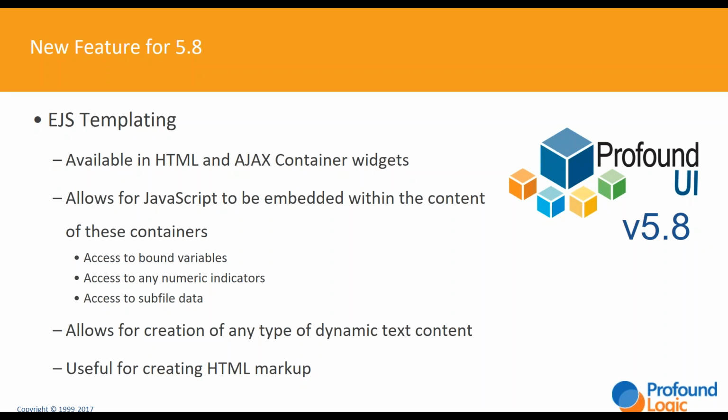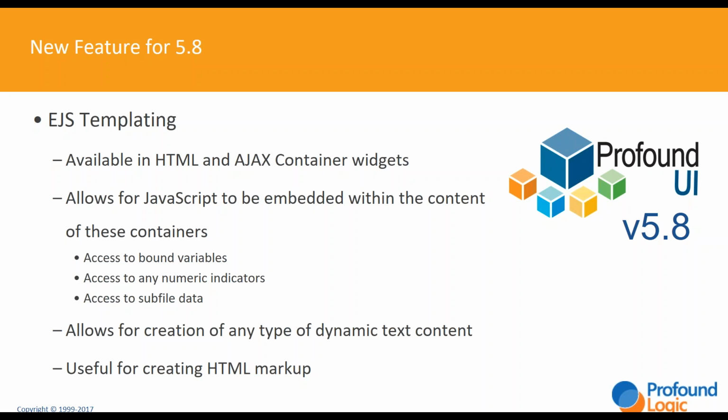And this new feature in 5.8 that we're going to be using today is called EJS templating. So what EJS templating is, now within our HTML container widgets and our AJAX container widgets, you can actually embed JavaScript within the text contents that you're putting inside of those widgets, and that JavaScript code will actually be processed when the content is displayed.